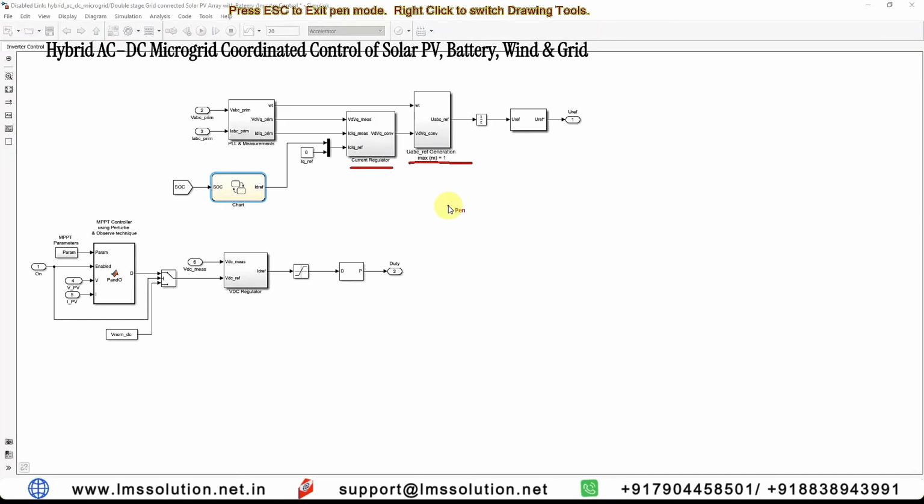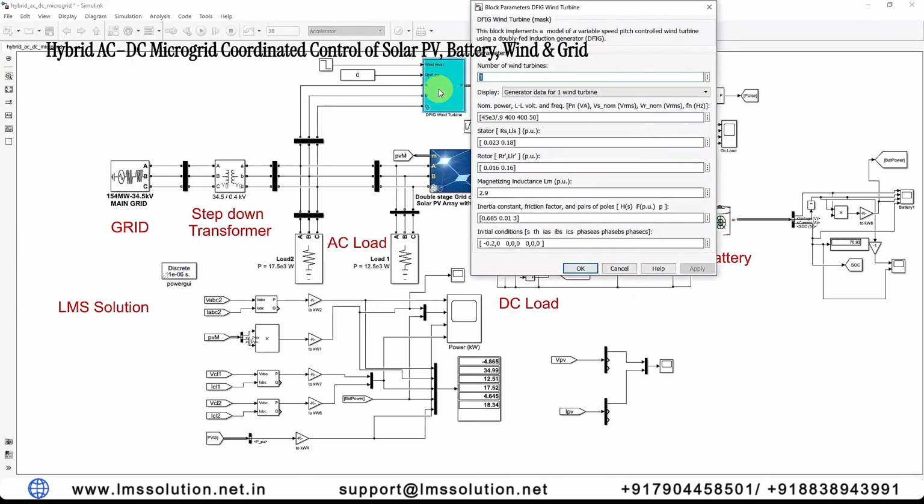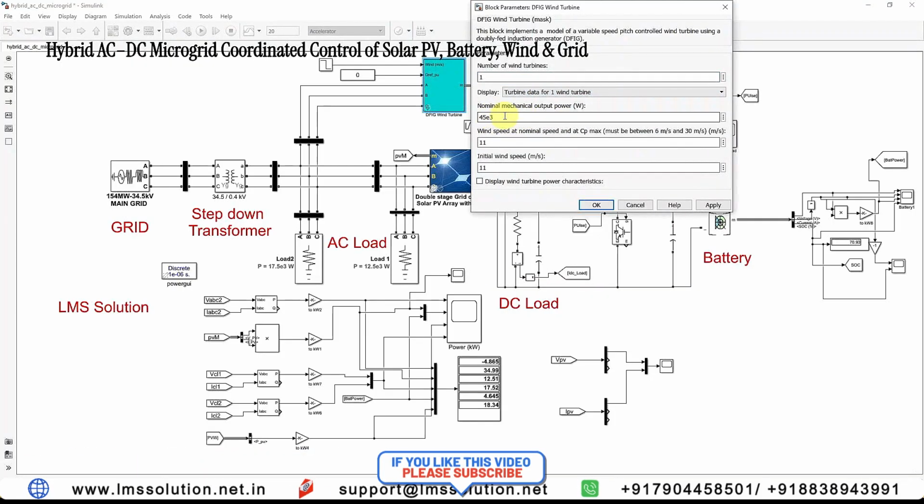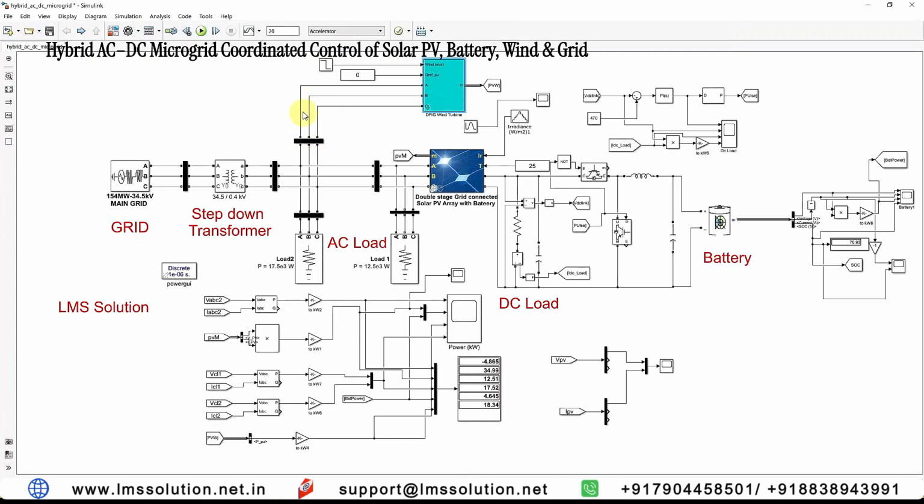The output of the current controller is going to be used to get the modulating signals to generate the pulse for that inverter, and then it is going to be connected to the grid system. Next, you have to see the power rating of the DFIG. The power rating of the turbine is 45 kilowatts, and the power rating of that generator is 45 kilowatts divided by 0.9, and then it is going to be connected with this system.